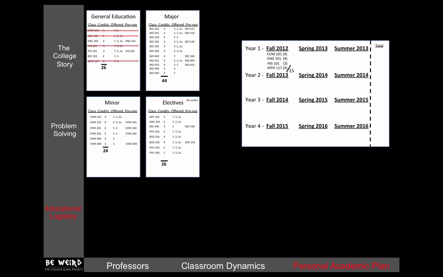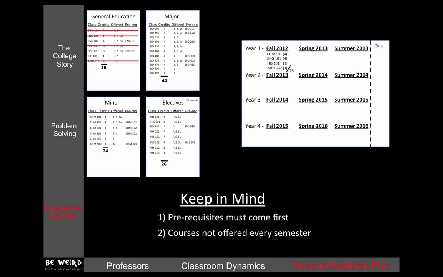While you're doing this, you want to keep 3 things in mind. First, prerequisites must come first for all courses. So on your sheets for general education, major, minor, and electives, it's listed the prereqs necessary before you can take that course. Second, courses may not be offered every semester, which is also on each of your sheets. This will allow you to figure out which semesters you can and cannot take courses on your scheduling sheet.